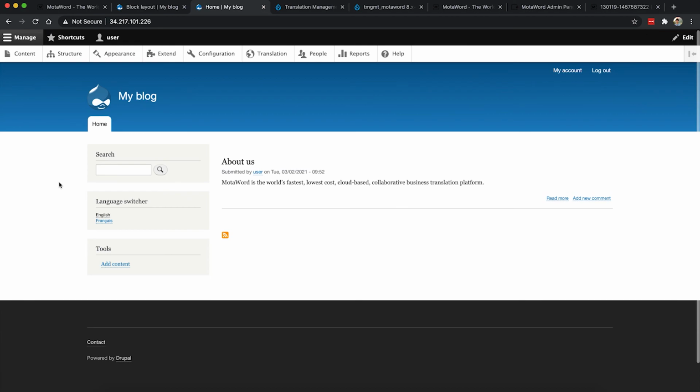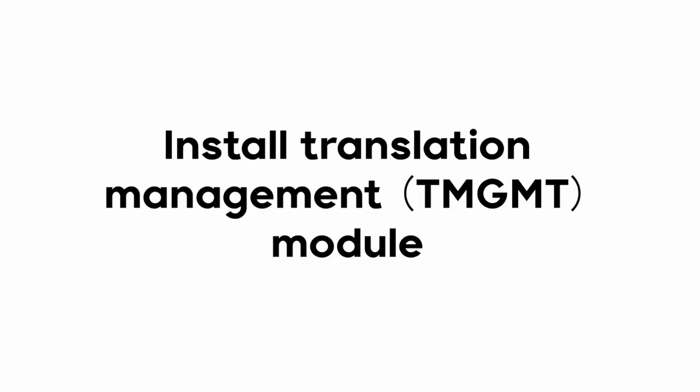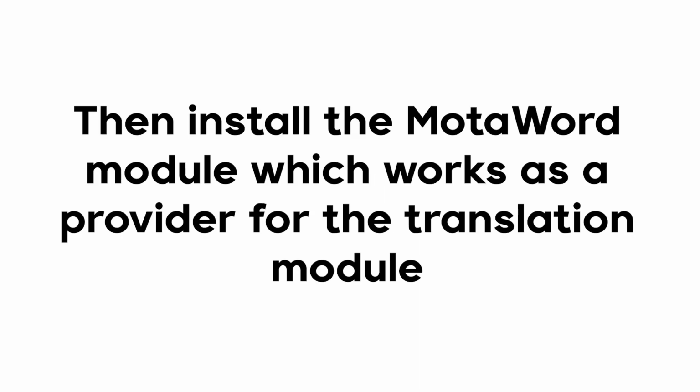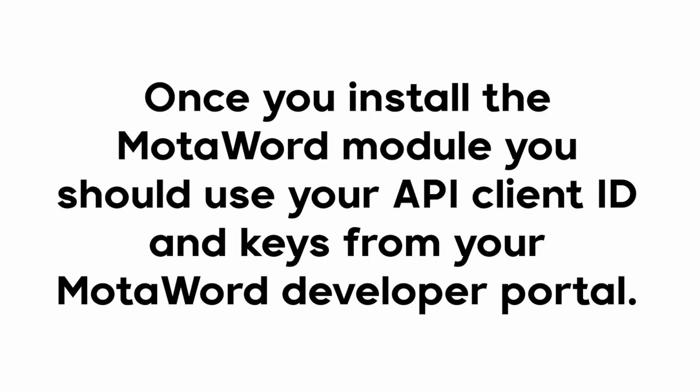Once you install our module, follow these easy steps to get started with our Drupal module. Install Translation Management (TMGMT) module. Enable the required modules. Then install the MotaWord module, which works as a provider for the translation module. Once you install the MotaWord module, you should use your API client ID and keys from your MotaWord developer portal.